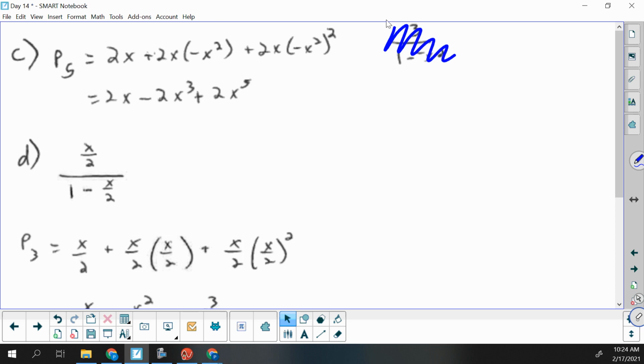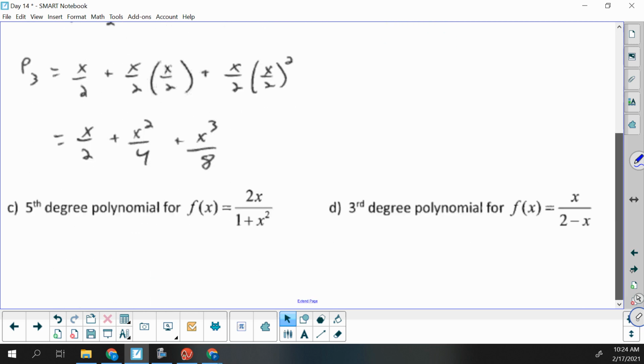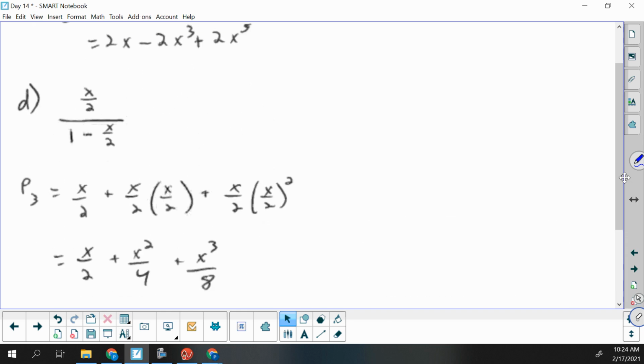So we're starting with 2x and multiplying by negative x squared each time. Neaten that up, and you've got your 5th degree term. In D, we've got to multiply by 1/2 again. So we get x over 2 as the first term, and you're multiplying by x over 2 every time. Neaten it up and stop once you get the 3rd degree.